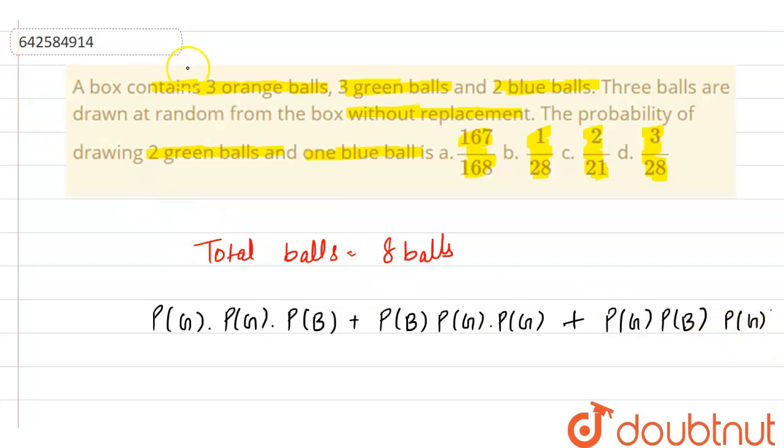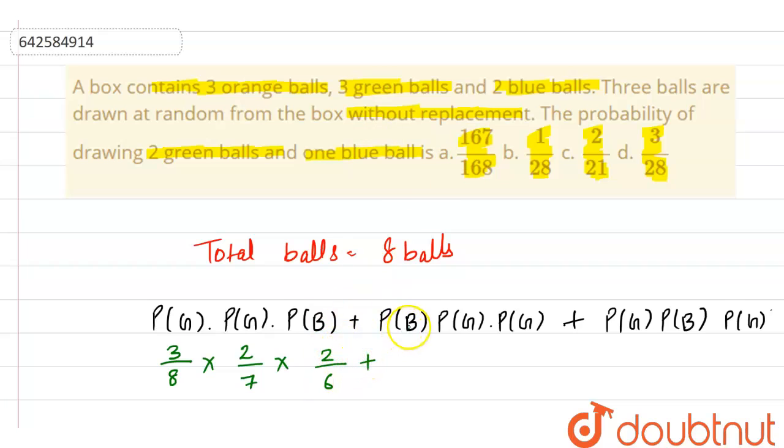So here, as the question says without replacement, this means the probability of green, as there are total of 3 green balls and total of 8 balls, is 3 by 8, into the probability of green. As we had drawn a ball from these 3 green balls, then it is 2 by 7, because without replacement, into the total of 2 blue balls, so it is 2 by 6, as there are total of 6 balls when we are drawing the blue ball.